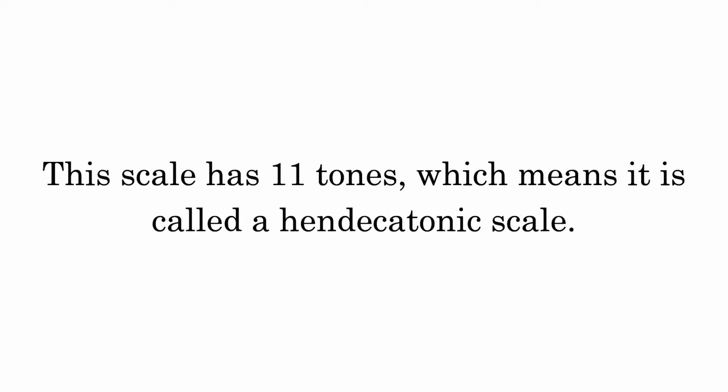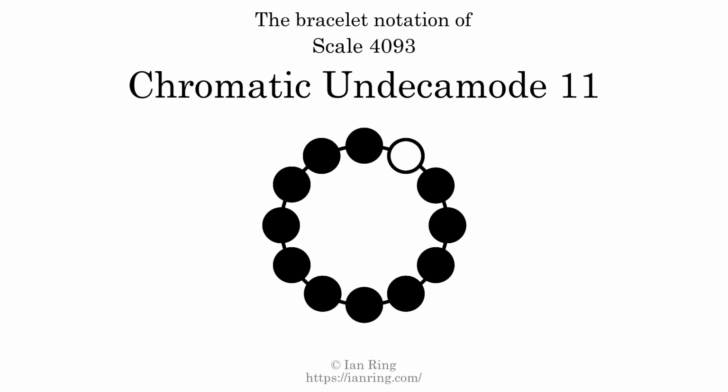This scale has 11 tones, which means it is called a hendecatonic scale. This is a bracelet notation diagram of scale 4093. The shaded circles represent tones that appear in the scale, and they are read clockwise, starting at the top.